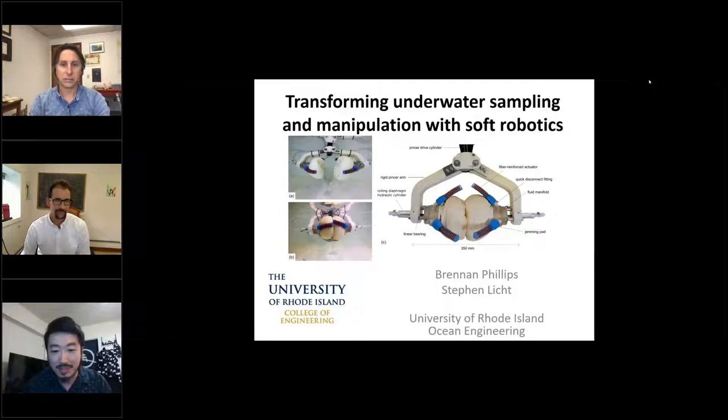Dr. Brennan Phillips specializes in the development and application of novel instrumentation for oceanographic research. His current research topics include low light imaging of deep sea biology and bioluminescence, soft robotic manipulators, hydraulic systems, distributed sensing, and low cost, lightweight methods for ocean exploration. Dr. Phillips received his Bachelor of Science in Ocean Engineering from URI, a Master of Science in Oceanography from the University of Connecticut, and a PhD in Oceanography from URI's Graduate School of Oceanography.